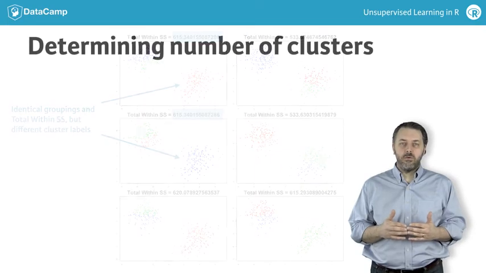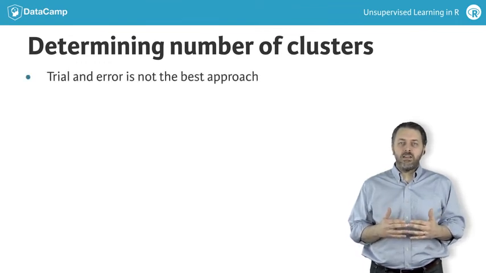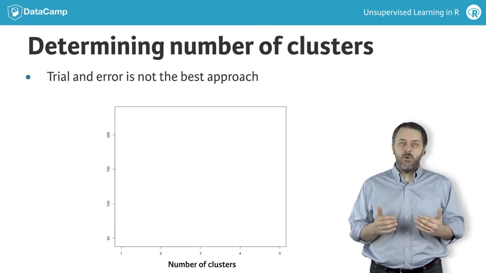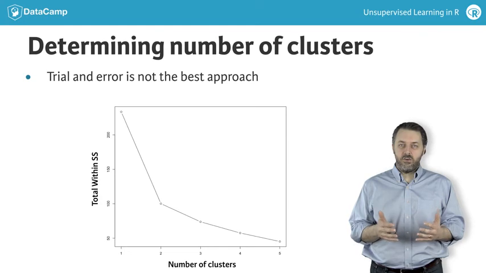If you don't know the number of subgroups within the data beforehand, there's a way to heuristically determine the number of clusters. You could use trial and error, but instead the best approach is to run kmeans with 1 through some number of clusters, recording the total within cluster sum of squares for each number of clusters. This is then plotted with the number of clusters on the horizontal axis and the total within cluster sum of squares on the vertical axis. This type of plot is referred to as a scree plot.